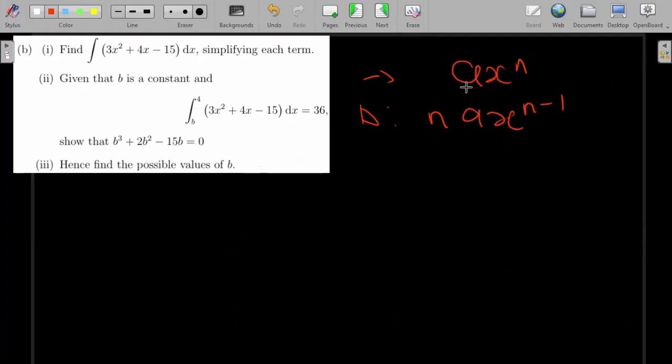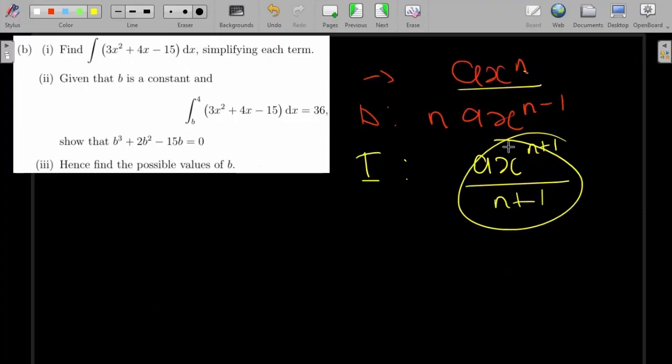So now when we are integrating this term, what we'll be doing is that we're going to say a x, and then to this n, we're going to add a 1 like this, and then divide by the new power, which is n plus 1. So here we're integrating, there we're differentiating. So we're just doing the opposite. All right, so let's integrate.